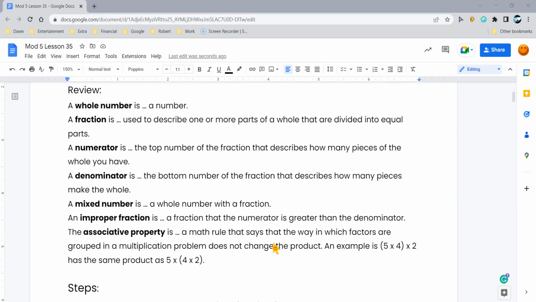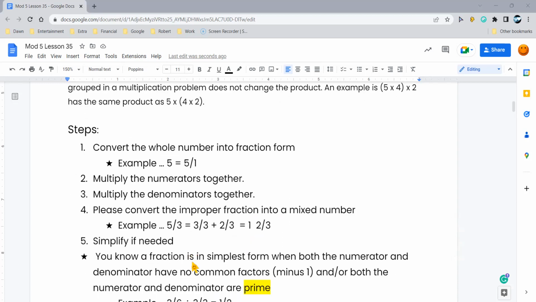This is a math rule that says the way in which factors are grouped together in a multiplication problem does not change the product. Here's our example. We have the quantity of 5 times 4, times 2, and it has the same product as 5 times the quantity of 4 times 2. So 5 times 4 is 20, and if we multiply that by 2, we get 40. Over here we have 5 times the quantity of 4 times 2. 4 times 2 is 8, times 5 is 40. So it doesn't matter how you group your numbers, you get the same product as long as you're using the exact same numbers.